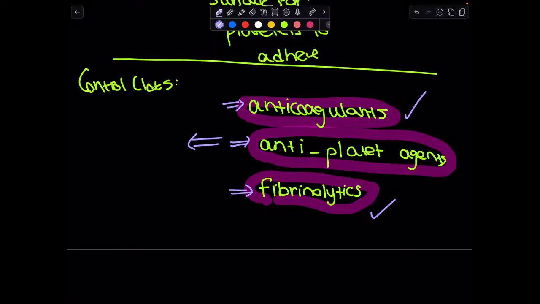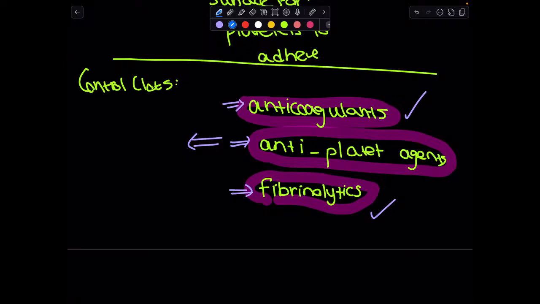What about the antiplatelet agents then? What are platelets? Platelets are tiny blood cells that help with clotting. When you get a cut, they rush to the site, stick together, and form a plug to stop the bleeding. Antiplatelet agents prevent these cells from clumping together, which is especially useful in preventing arterial clots.